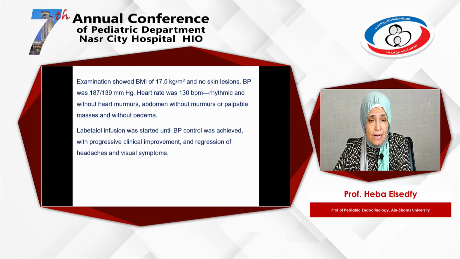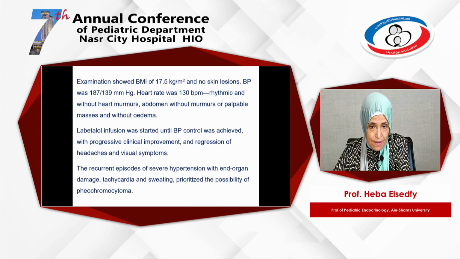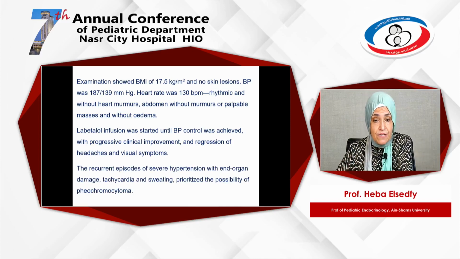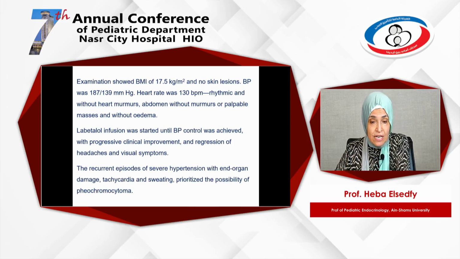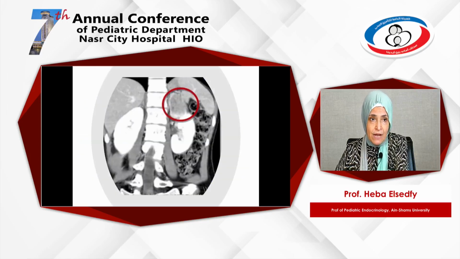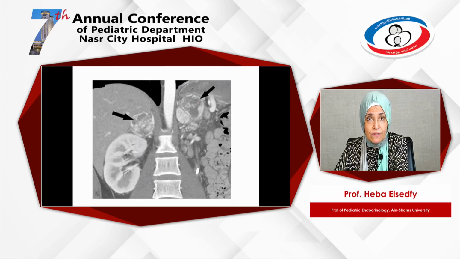So she was started on labetalol infusion until the blood pressure was controlled, and this resulted in clinical improvement and regression of the headaches and the visual symptoms. The recurrent episodes of severe hypertension with end organ damage, the tachycardia and sweating prioritized the possibility of a pheochromocytoma. And of course, the metanephrines and the catecholamine levels were done, and on CT she had an adrenal mass above the left kidney. And this is another child with bilateral suprarenal masses as a result of a pheochromocytoma.